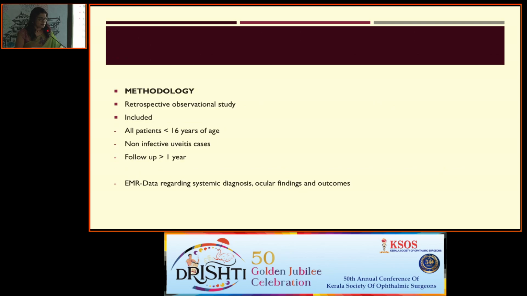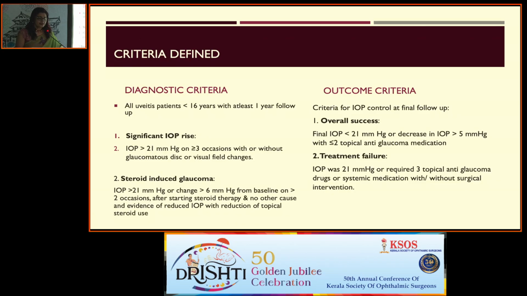It was a retrospective observational study and included all patients less than 16 years of age with non-infective uveitis, followed up over a period of more than 1 year. EMR data was accessed regarding systemic diagnosis, ocular findings, and outcomes. The diagnostic criteria we followed were that significant IOP rise is IOP more than 21 millimeters of mercury on more than 3 occasions, with or without glaucomatous disc and field changes.